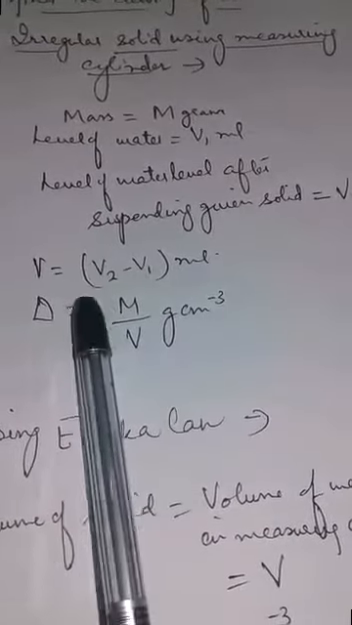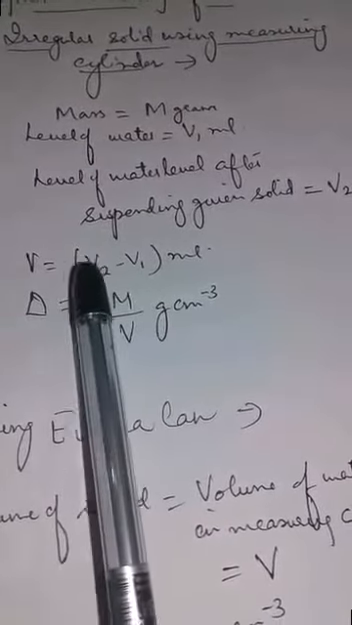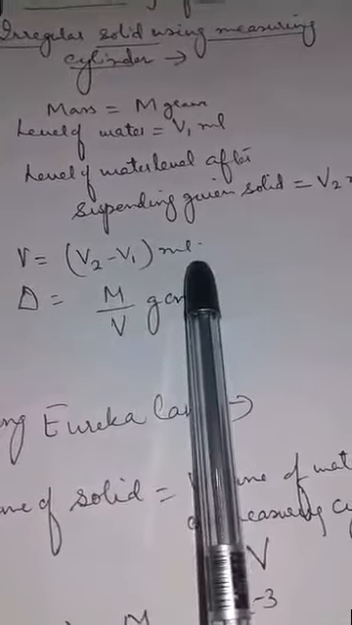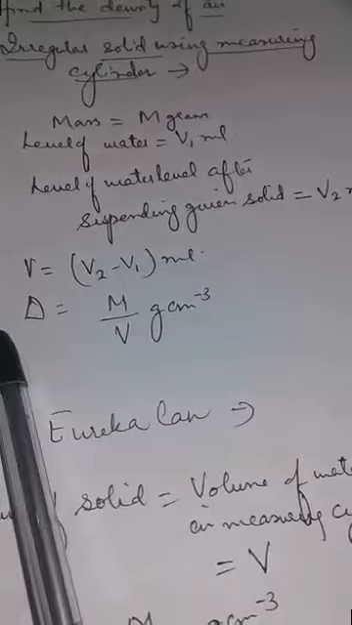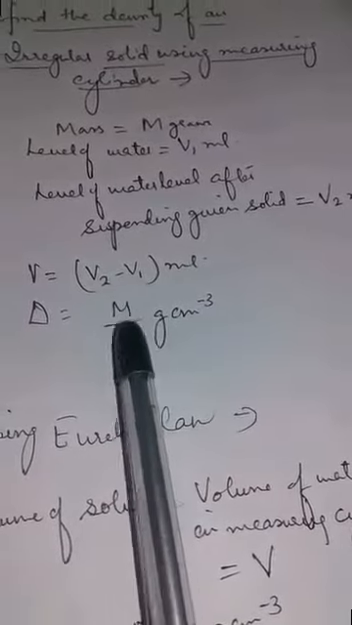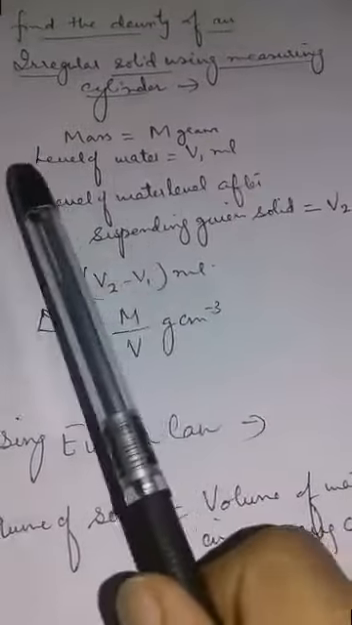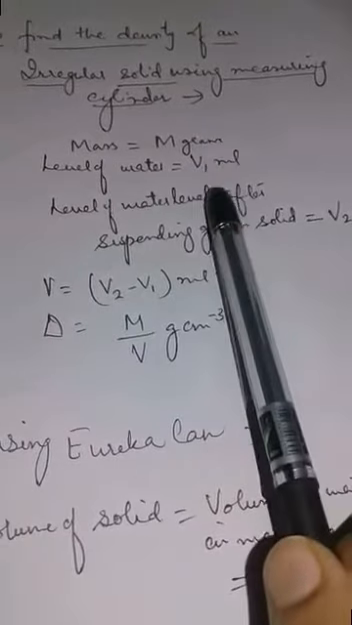Then we have to calculate by subtracting the volume, V2 minus V1 ml. We get the exact volume, and by using this formula, density is equal to mass over volume, we can find the density of the irregular solid.